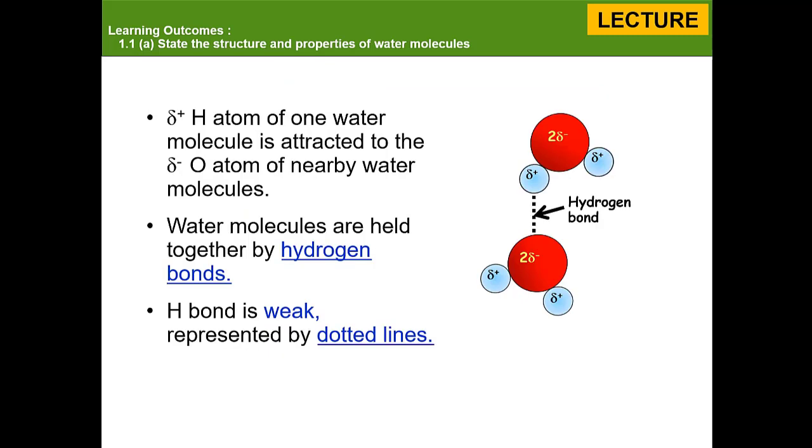Slightly positive charge hydrogen atom of one water molecule is attracted to the slightly negative charge oxygen atom of nearby water molecules. Water molecules are held together by hydrogen bond. The dotted line here represents the hydrogen bond. The hydrogen bond is weaker than the covalent bond and ionic bond, but stronger than the van der Waals interaction.